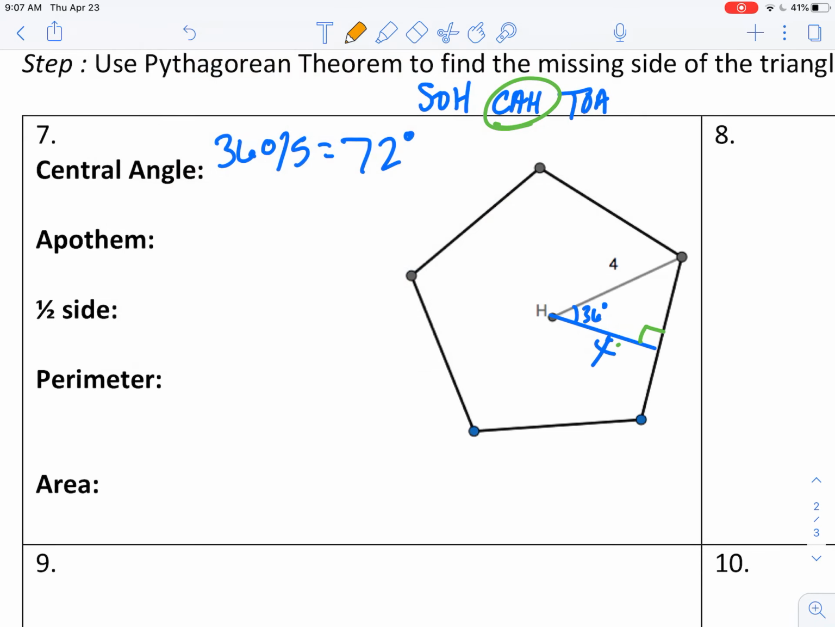And you still need to know SOHCAHTOA. So what do I have here? Well, I've got my adjacent and the hypotenuse. So adjacent and hypotenuse is cosine. So to find the apothem, I'm going to do cosine 36 equals adjacent over hypotenuse. And now, to get rid of this fraction, I want to get x by itself. So what's the opposite of dividing by 4? Well, that's multiplying by 4. So 4 times cosine of 36 is going to equal 3.24.